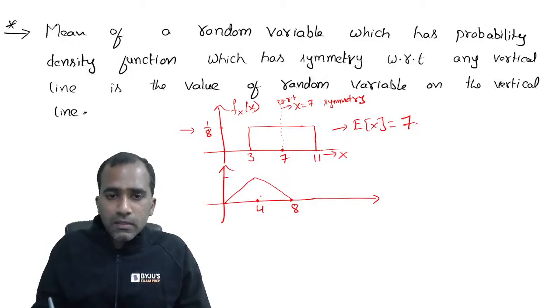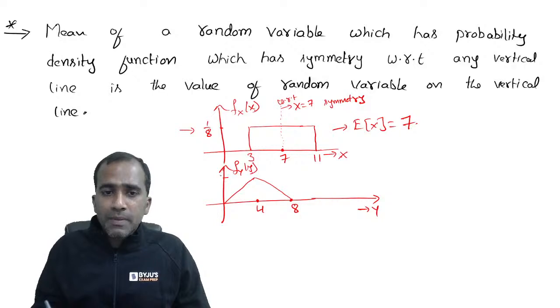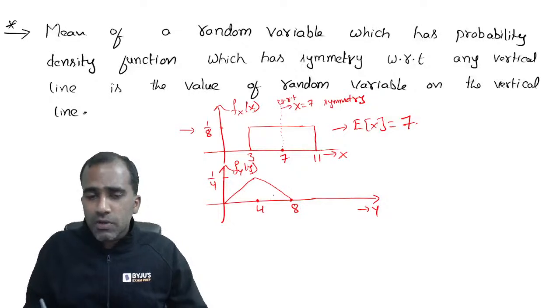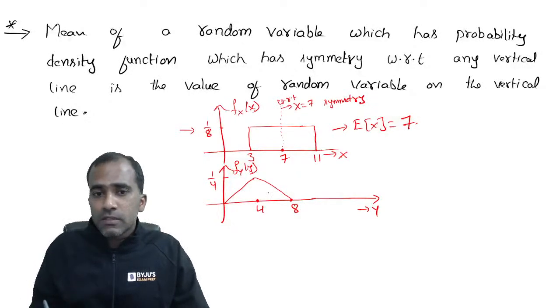Four and 8. What should be the height here? Let's say this is y, f_Y of y. The height should be in such a manner that the area should be 1. If you want the area to be 1, height should be 1 by 4. Area of this triangle is 4 units. I mean, the area of the triangle, height can be anything.